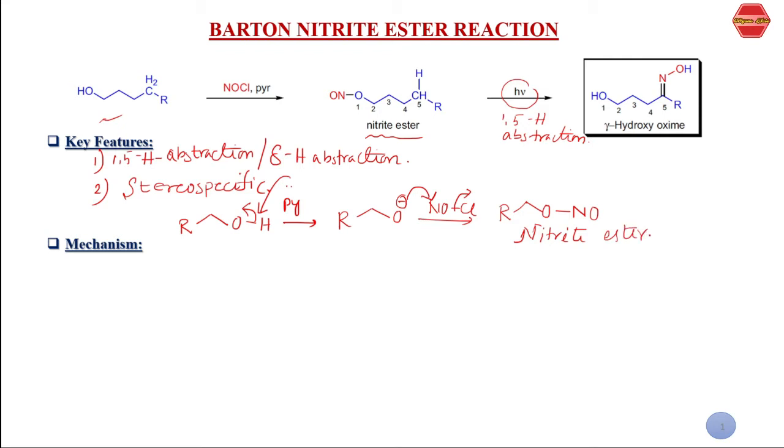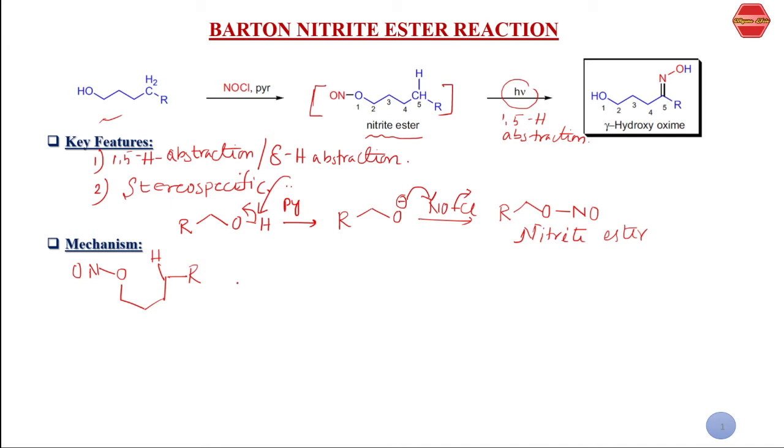Now the main focus of this reaction is this hν condition, that is your 1,5 hydrogen abstraction or your delta hydrogen abstraction. Let's see that mechanism. That is quite important while doing this reaction, right? If we take this alcohol, that is, we can write this nitrite ester, we are basically going to start with this one. So we can write this nitrite ester in this way. Here is your oxygen, here is your R group, and here is your hydrogen.